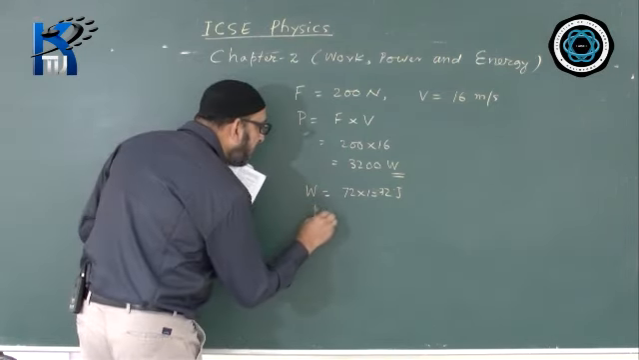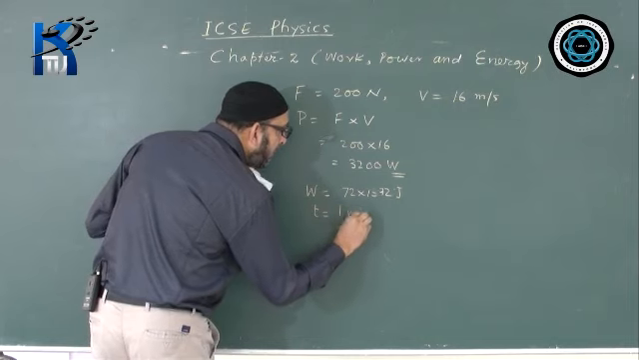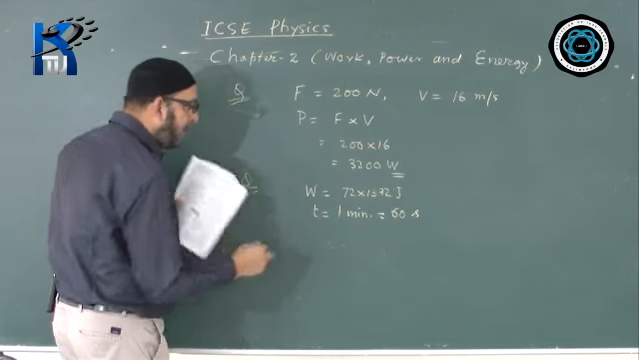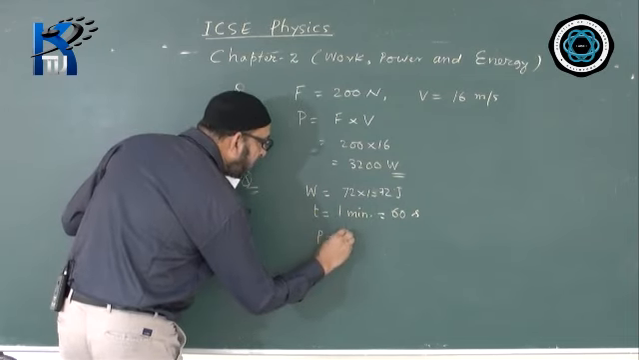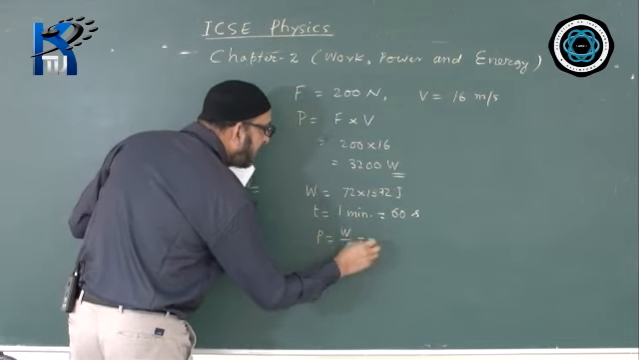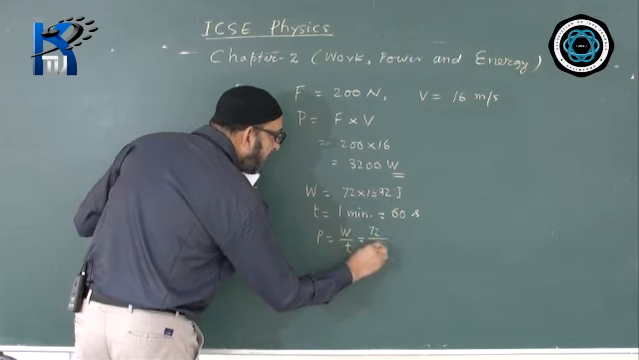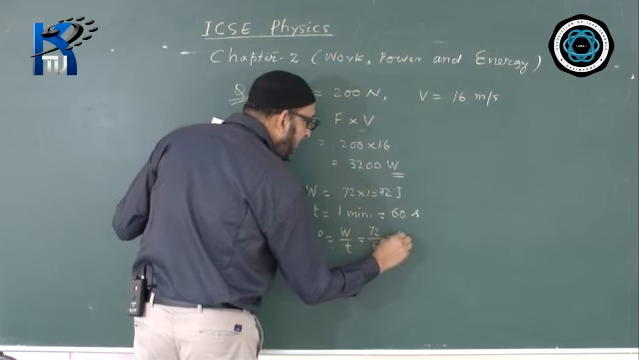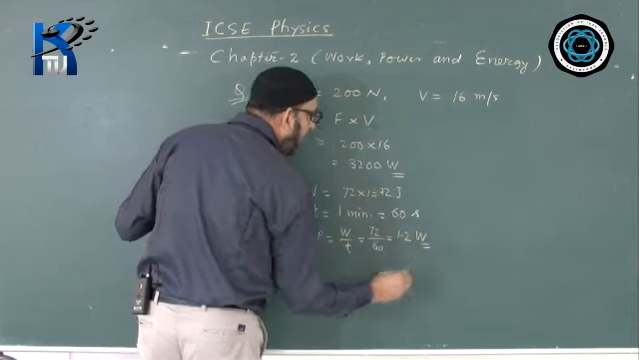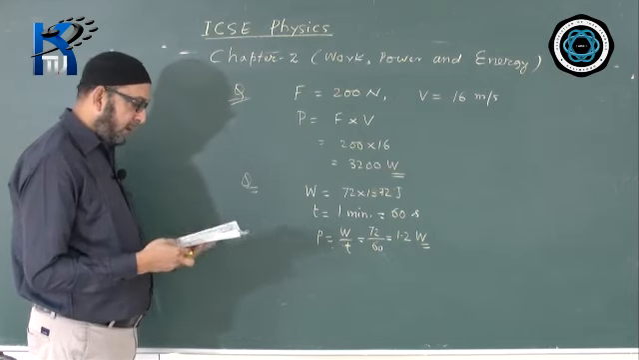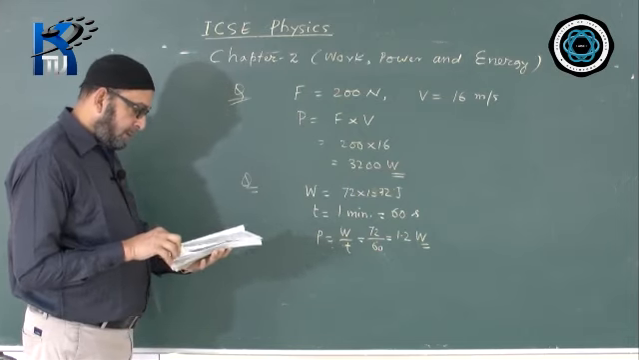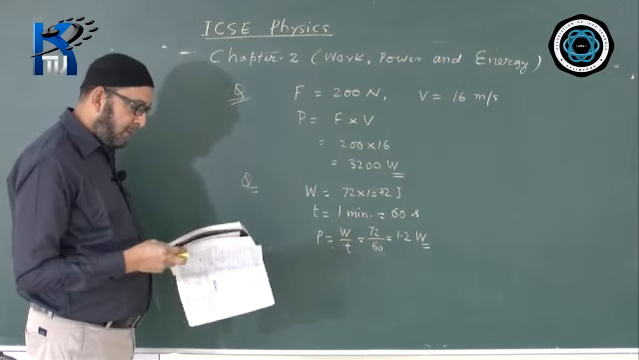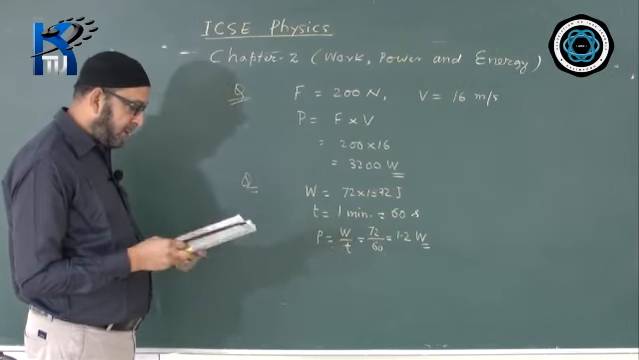Time is given 1 minute. 1 minute will change into seconds, that means 60 seconds. Now find power. So the power formula is work by time. So work is 72, time is 60. So on cancellation, the answer will come 1.2 watt or 1.2 joule per second. These are the simple type of problems that have been given in ICSE. So we will be just using the formula and finding the answers.